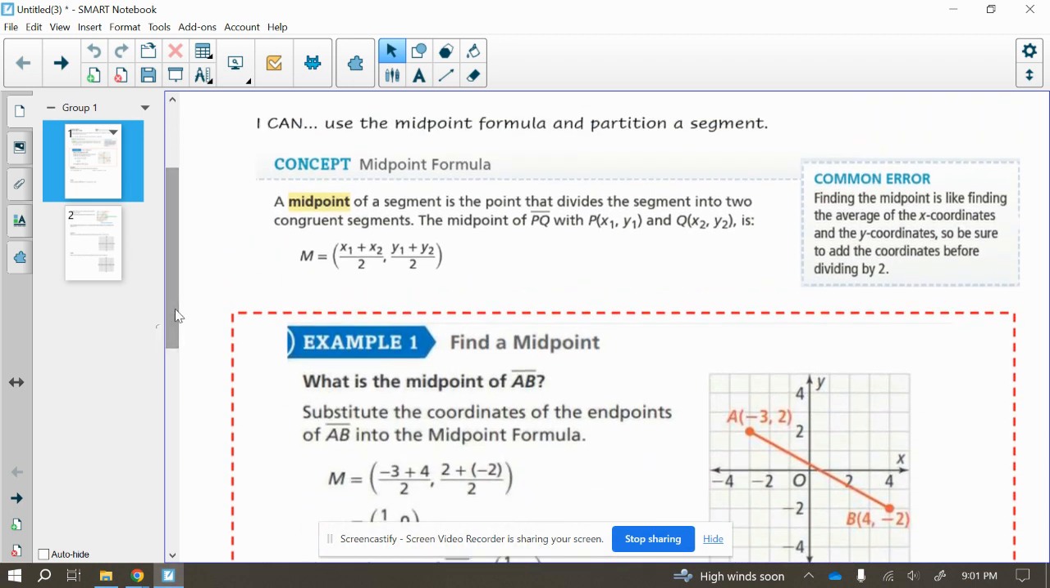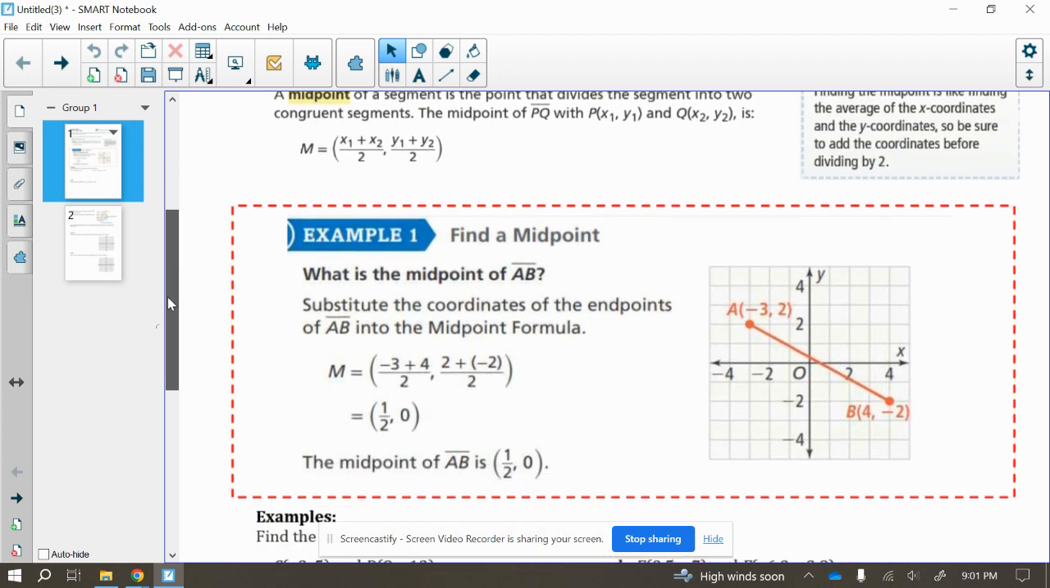The midpoint formula allows us to find the midpoint of a segment given the two endpoints of a segment. So for instance, P and Q. What we can do is take the two x values of P and Q, add them up and divide by 2. Same thing with the two y values, add them up, divide by 2. This will allow us to find the midpoint.